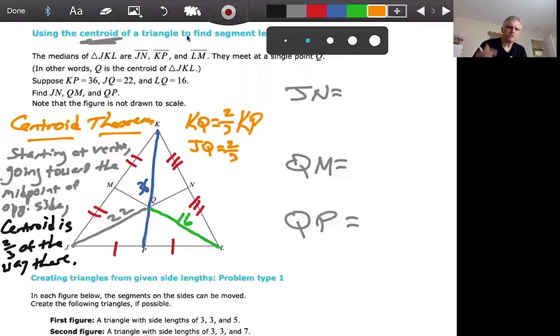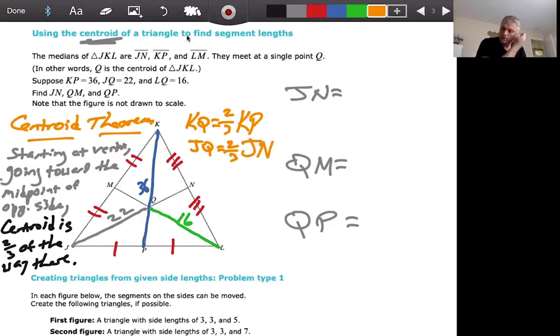And let's look at the other ones. JQ is 2/3 the length of JN. And then finally, if we look at the last median, which is LM, from the vertex to the centroid, that would be segment LQ. Let's keep it orange. LQ would be 2/3 the entire median LM. Now also think about this. If the larger portion of the median is 2/3, then the other portion is 1/3. And 2/3 is double 1/3. That's all the information we need. We got plenty of stuff.